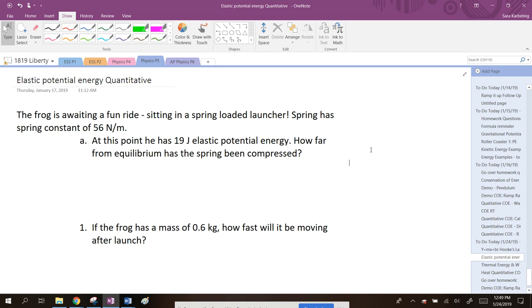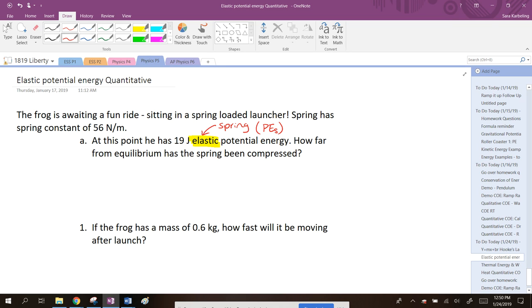At this point, when he's set and ready to go, he's waiting for launch, he has 19 joules of elastic potential energy. Spring potential energy. Anytime you see the word elastic, you can transfer it for spring or vice versa. And I usually write this as PE sub S. The question says, how far from the equilibrium has the spring been compressed? So I want you to work on that problem.